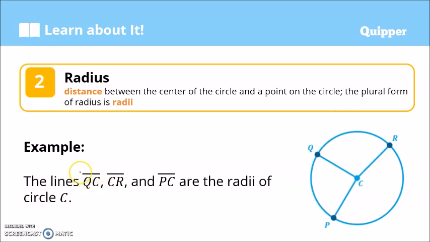This symbol right here, yung underline na walang arrow sa taas ng capital na letters, this symbolizes line segment. Line segment, ibig sabihin, may end point. So, nag-i-end siya kay point Q at saka kay point C. So, this is line segment QC. And dito nag-i-end siya kay point R at saka kay point C. So, this is line segment CR or line segment RC.